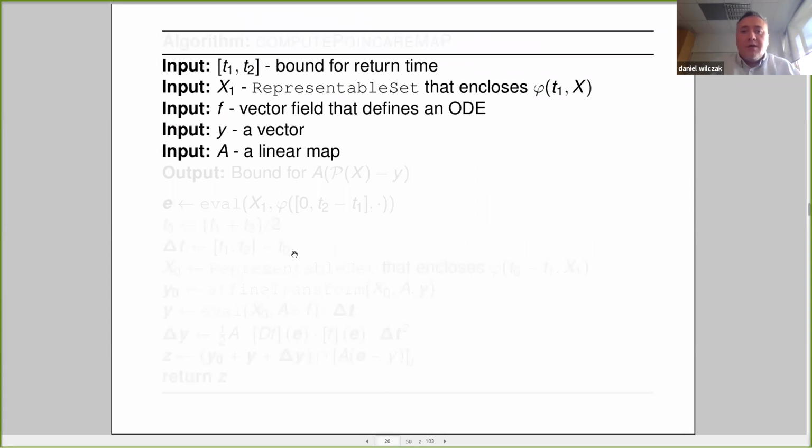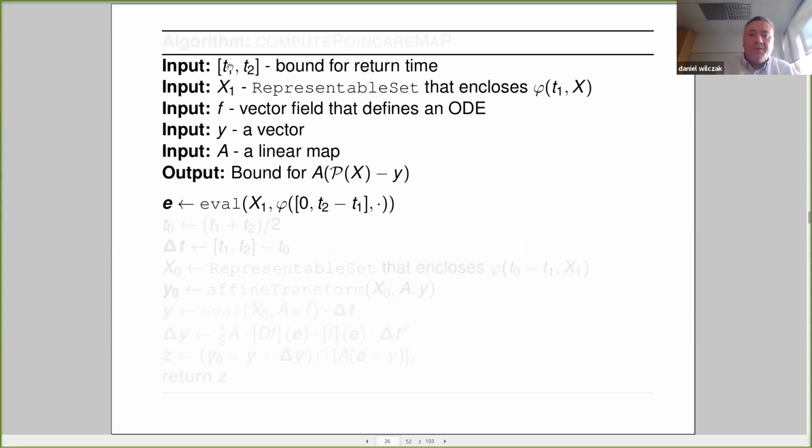The second algorithm computes the Poincaré map. We have a bound for the return time. This bound is returned by the previous algorithm, and we have x1, which is just before the section. F is our vector field, y is a point on the section, and A is some matrix. We want to enclose this quantity. And the algorithm consists of the following steps.